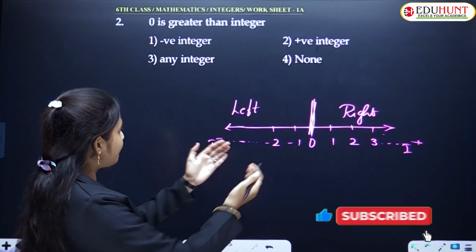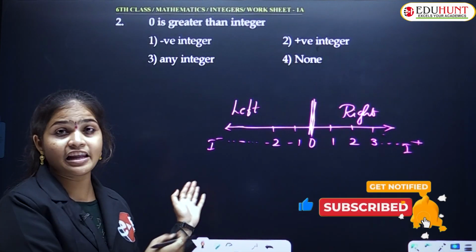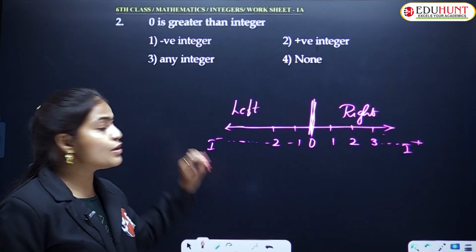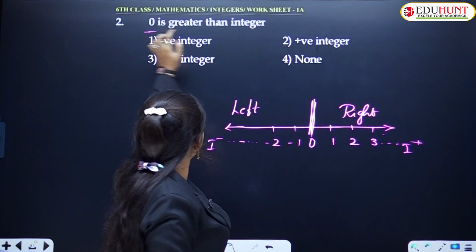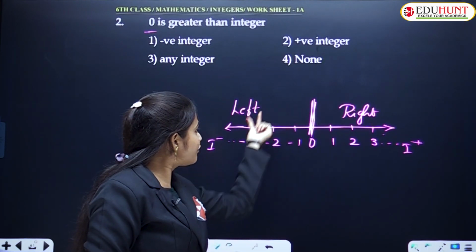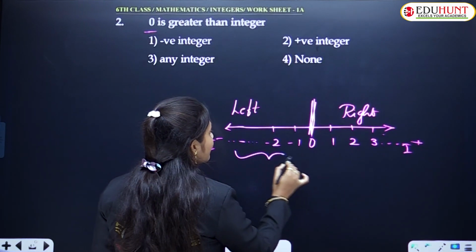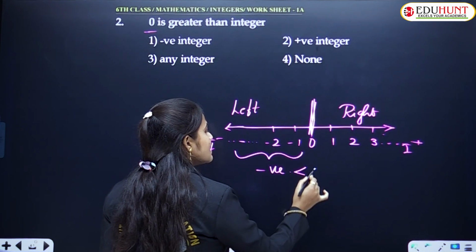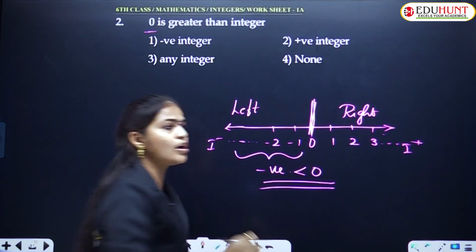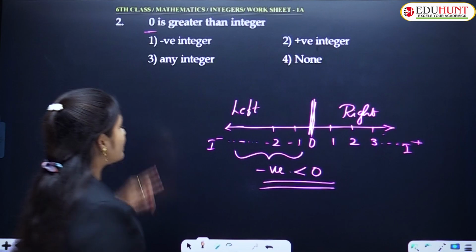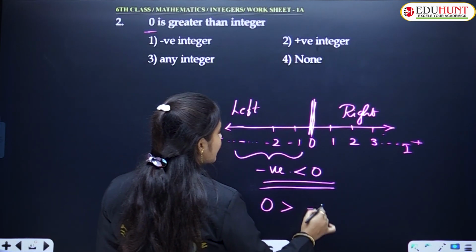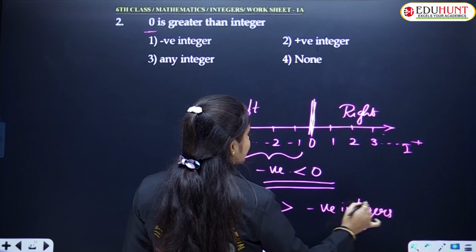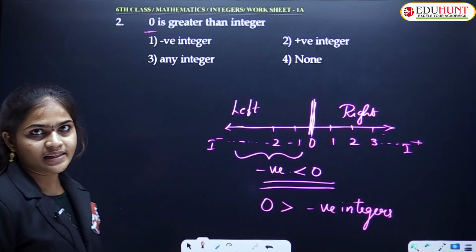Understand? So left side values are always less than the given number. So here we have to compare with 0. Okay, on 0's left side, which kind of numbers are there here? Negative numbers are there. Negative numbers are always less than 0. That's why 0 is always greater than negative integers.